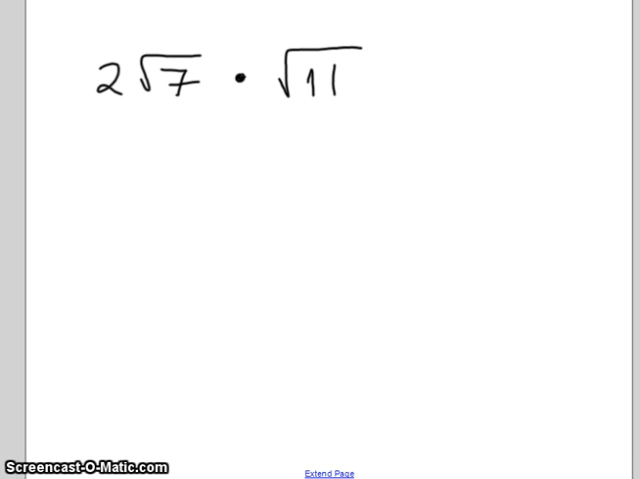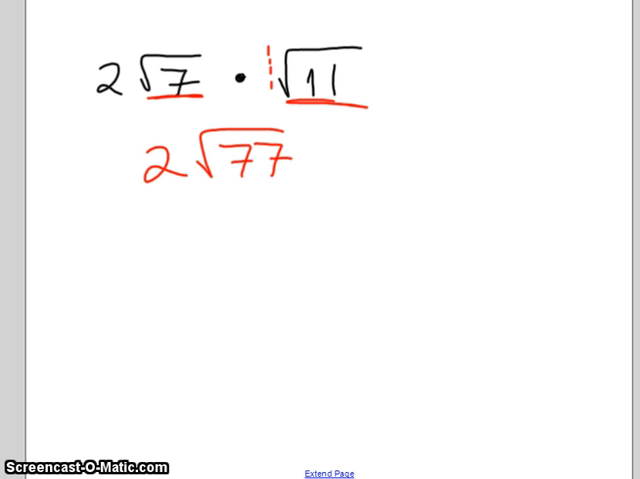Now when there's no coefficient in the front, it's just a 1, so 2 times 1 is 2. Can you simplify square root of 7? Can you simplify square root of 11? No, they're both prime numbers, so we're just going to multiply them. Square root of 7 times the square root of 11 is the square root of 77.